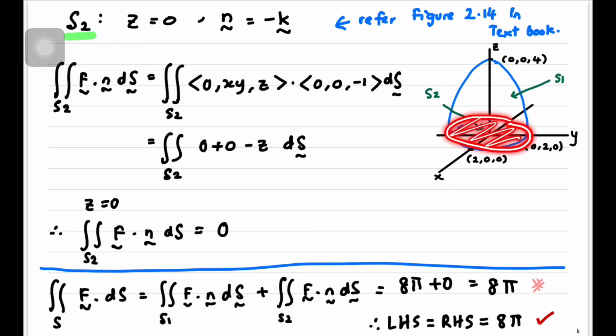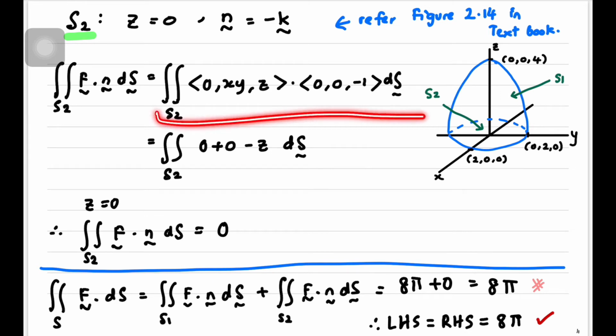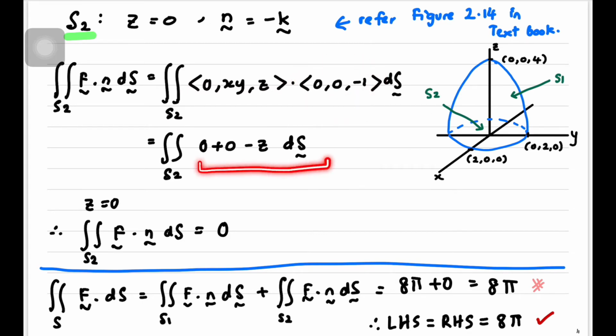The S2 is this base here, this surface. Okay. So z equal to 0, n is equal to negative k. Do the surface integral f dot n ds. This is your f. This is your n. So you get 0, 0 minus z. Then z is equal to 0. Then your integration will be 0.